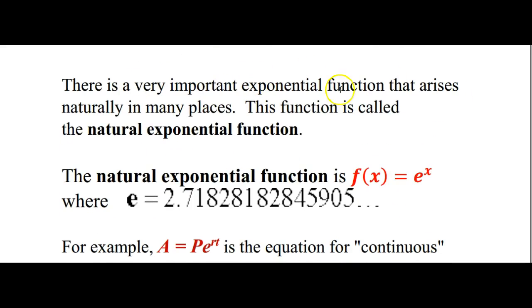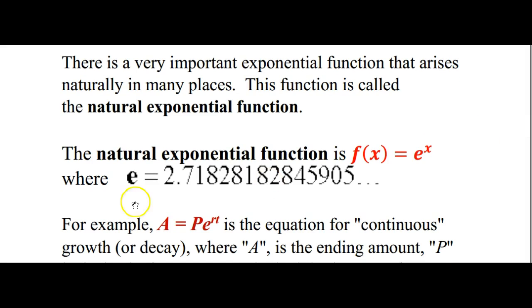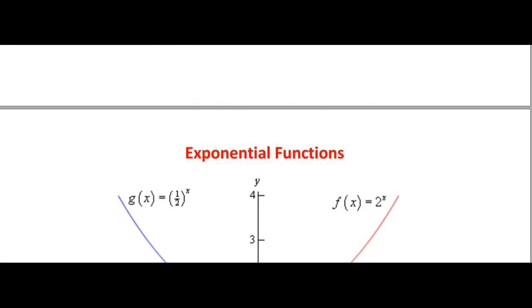Okay, there is a very important exponential function that arises naturally. We call it the natural exponential, which is e. It is a constant, just like pi. We see this: f of x equals e to the power x. So e is the b now. Seeing that it is greater than 1 and is positive, the graph will look like that.